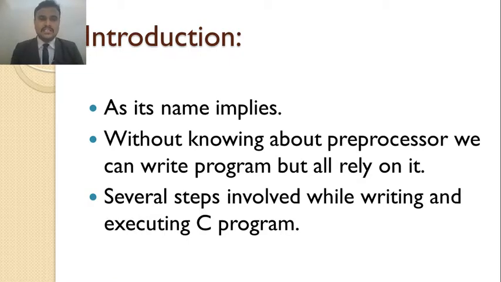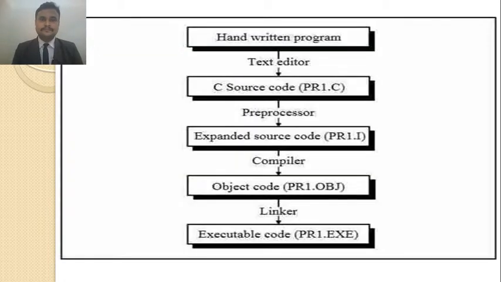While we are running a complete C program, we have to follow the following steps. These are the different steps for the execution of the C program. There are definitely a number of tools included here, but these are the major tools: text editor, preprocessor, compiler, linker. They process our source program so that we can see the output. Our handwritten source program is written with the help of a text editor, and when we save the program, we get a file, for example pr1.c, that is our source code.